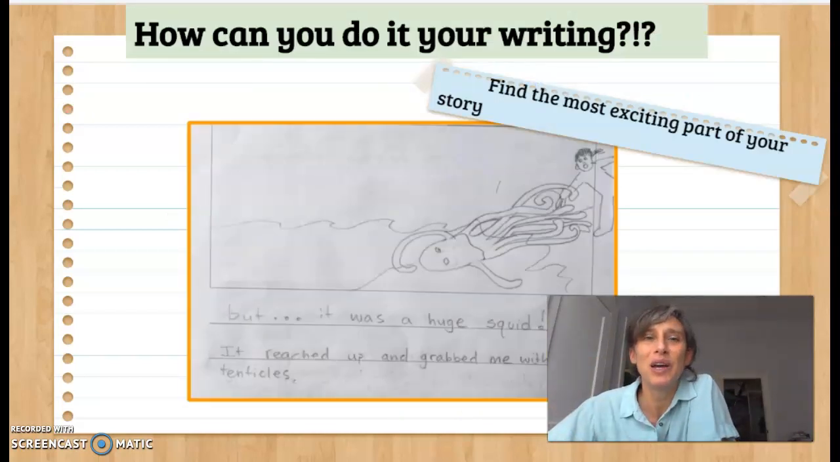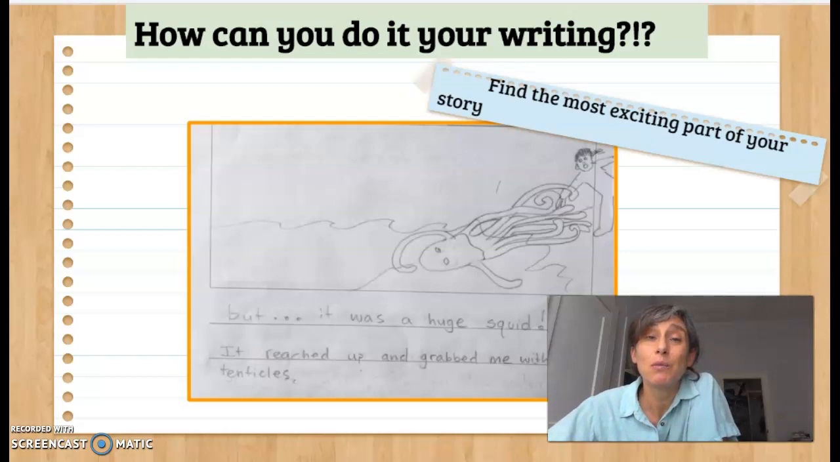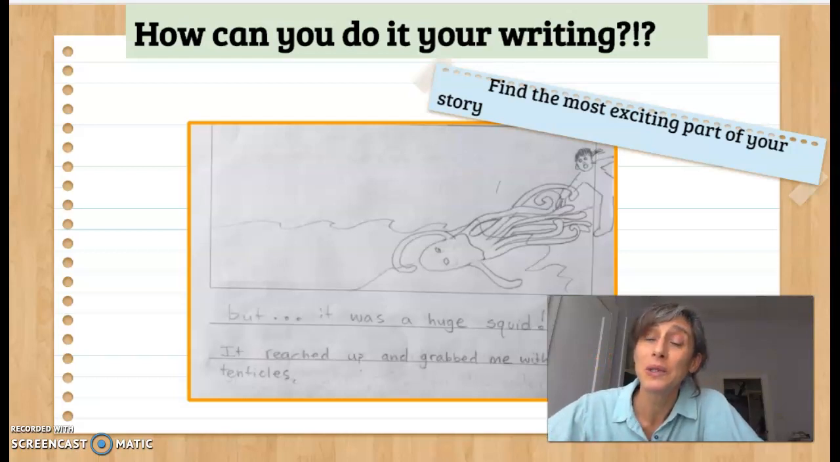Easy as pie. First, you're going to find the most exciting part of your story. As you can see here, I chose the part in my story where, and guys, this did really happen, I went to go pick what I thought was a trash bag up out of the water, and surprise, surprise, it was actually a huge squid.